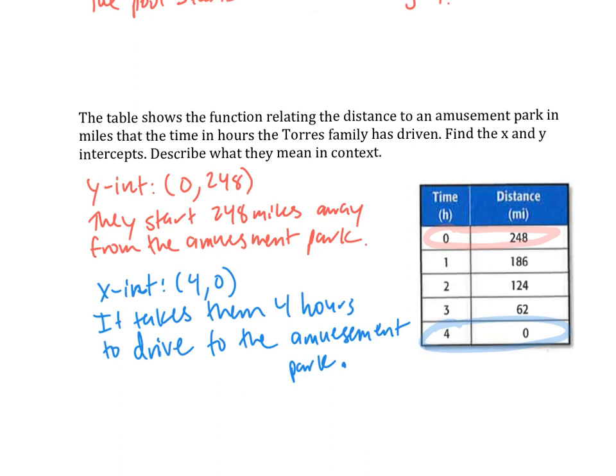Okay, so you just find either from the graph where you intersect the axes, or in a table where the x is 0, that will be your y-intercept, and where the y is 0, that will be your x-intercept.